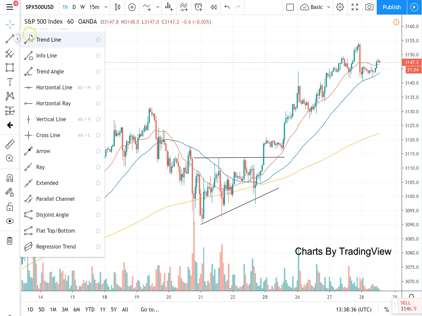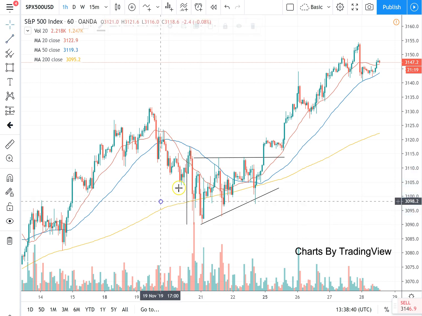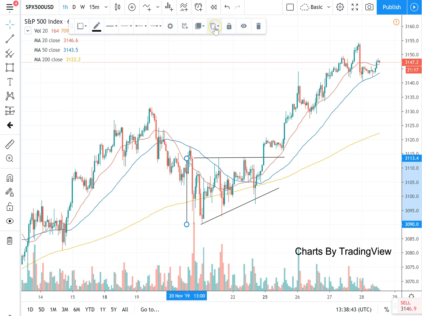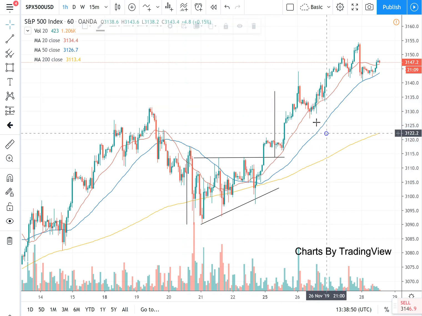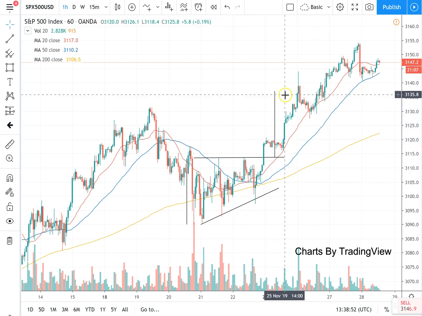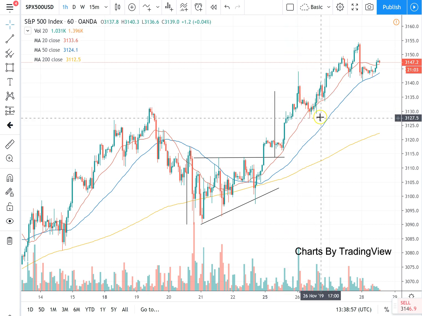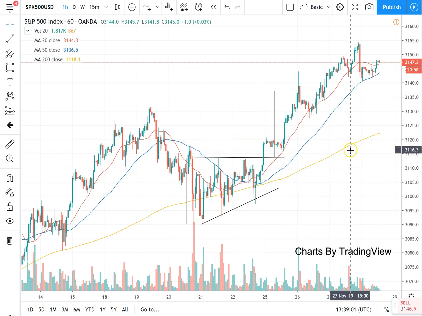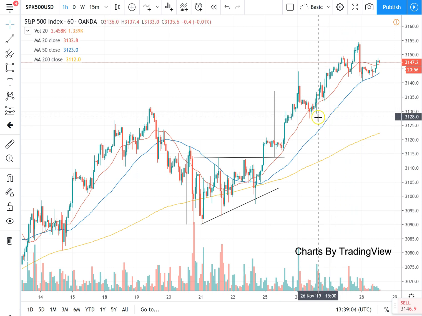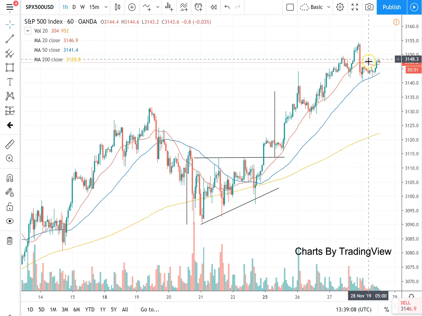It more than met its target. You can take a target here, the height of the pattern. Let me just clone it, and it has already met its target, and after it met the target, it corrected a bit. But you see, because it is trading above the 60-minute 50 MA and the rising 60-minute 200 MA, there was a bullish bias, and the market continued to go up and up.